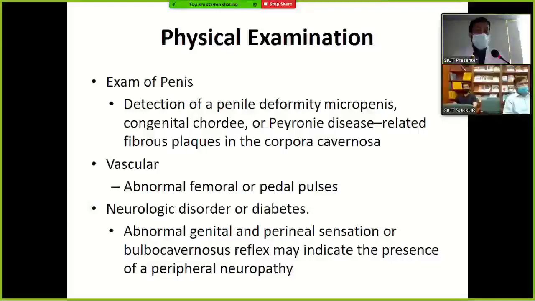In vascular examination, abnormal femoral or pedal pulse should be checked. In neurological disorder or diabetes, abnormal genital or perineal sensation or bulbocavernosus reflex may indicate the presence of peripheral neuropathy in diabetes.